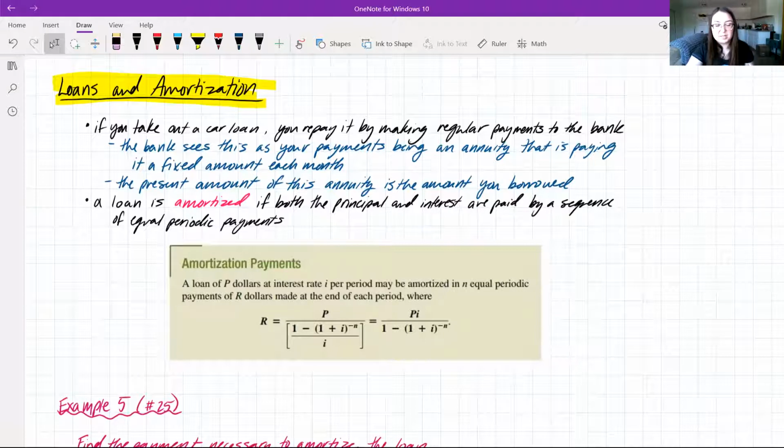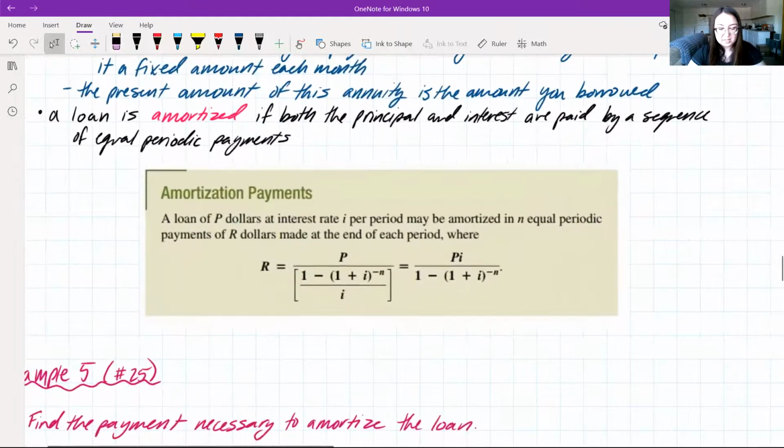A loan is amortized if both the principal and the interest are paid by a sequence of equal periodic payments. So your loan will be amortized. This just means that you're paying equal periodic payments on your loan, so you're paying both the principal and the interest, because you're not just paying $20,000 back every month. That $20,000 is gaining interest, so every time you pay per month, you need to be paying the interest plus the principal.